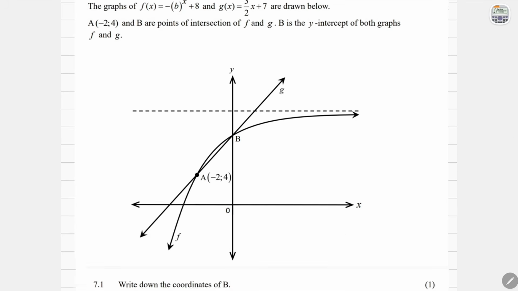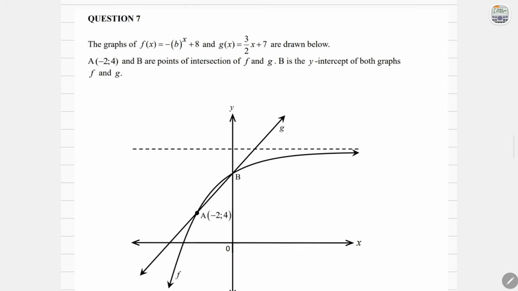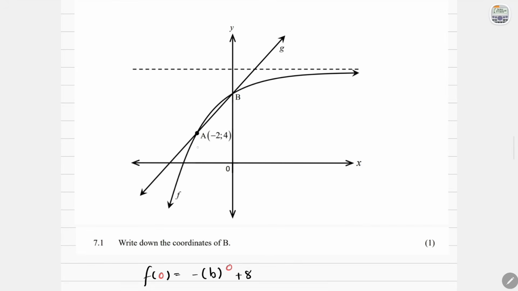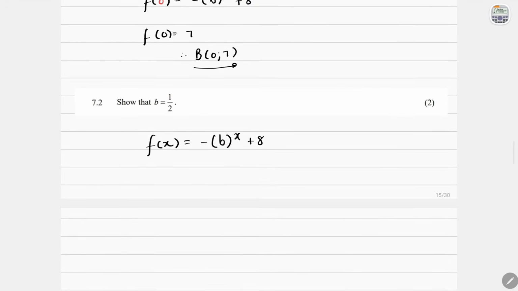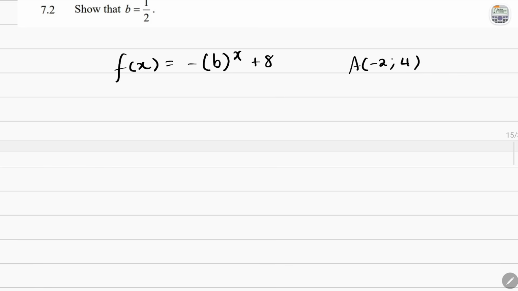Okay, so let's take the graph of f again. So that's the equation of f. And we're just going to find b using this point A. So (-2, 4). And so in place of x, we substitute -2, and in place of y, we substitute 4. So this is 4 equals negative b raised to the power of -2 plus 8.